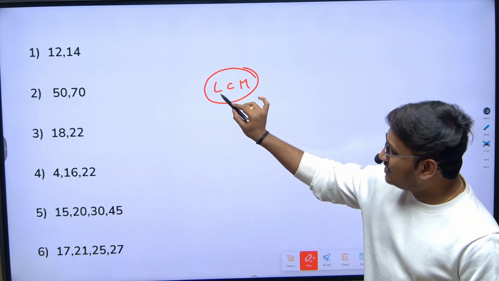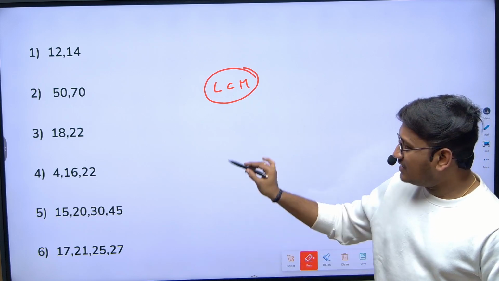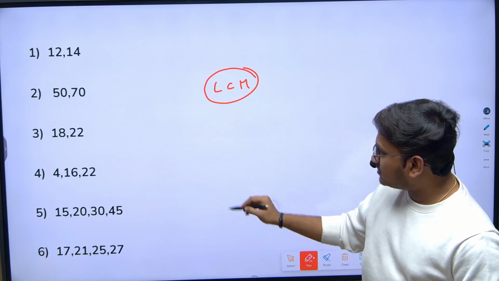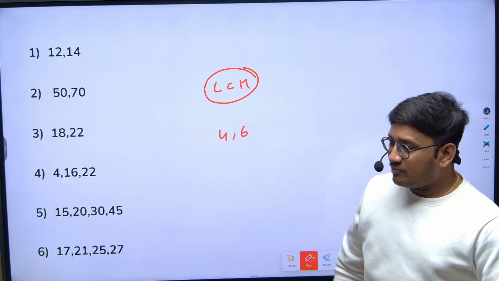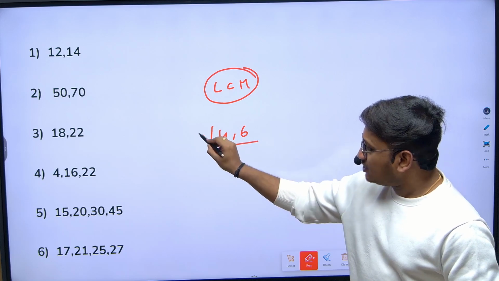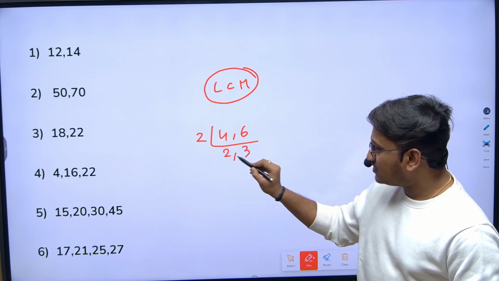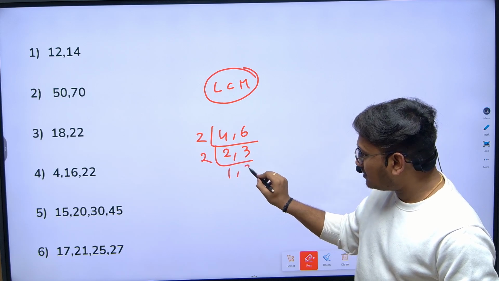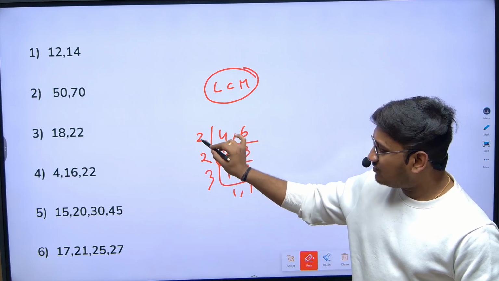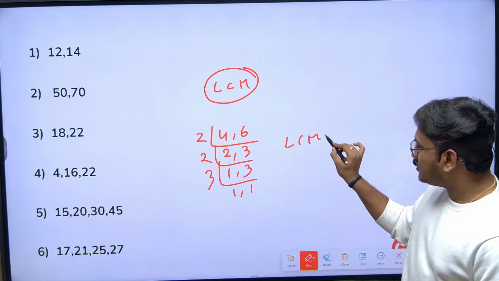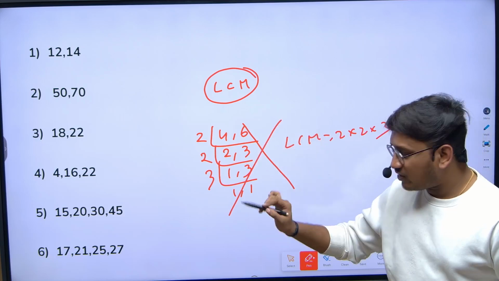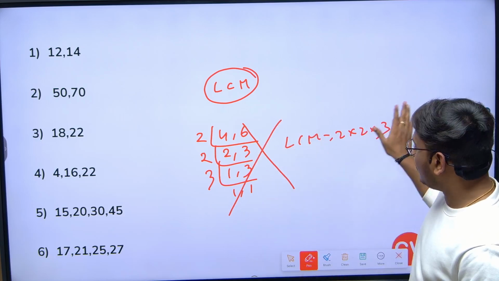LCM means least common multiple. Let's go with a small example, 4 comma 6. What students basically do while calculating LCM is draw one line. 2 times 2 is 4, 2 times 3 is 6, and they write 2, 1, and 3, then 3, 1 comma 1. After getting this, they multiply. LCM is equal to 2 into 2 into 3. So no need to do all these methods.